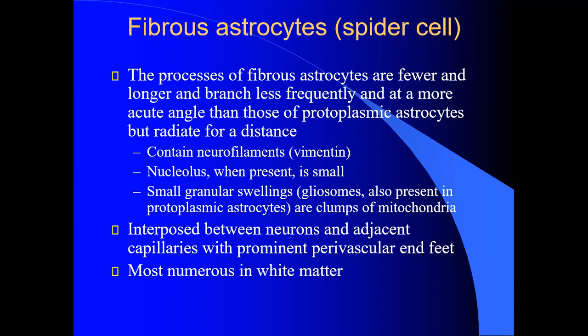In the fibrous astrocyte, if they have a nucleolus at all, it's generally small, and they have these small granular swellings at the light level, which are known as gliosomes, okay? Basically they're clumps of mitochondria. And these are the cells that are interposed between the neuron and the adjacent capillary. They have very prominent perivascular end feet, and we're going to look at this in more detail. The fibrous astrocyte also is more numerous in white matter.